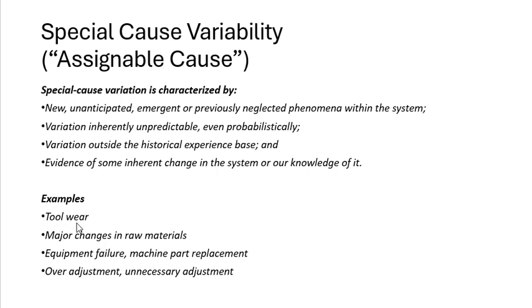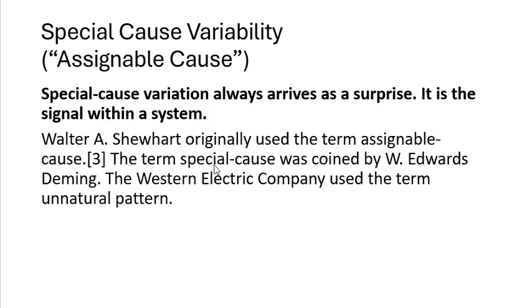The examples are like your tool, where you have major changes in raw materials or equipment failures, machine part replacement, over-adjustment, unnecessary adjustment, plus human errors, operator errors. So now you know special cause variations always arrive as a surprise. It is kind of like an alert, alarm, or signal within a system. Walter A. Shewhart originally used the term assignable cause.